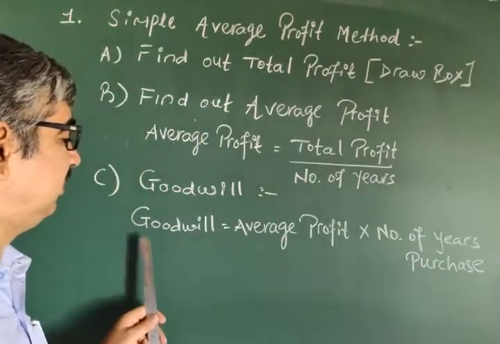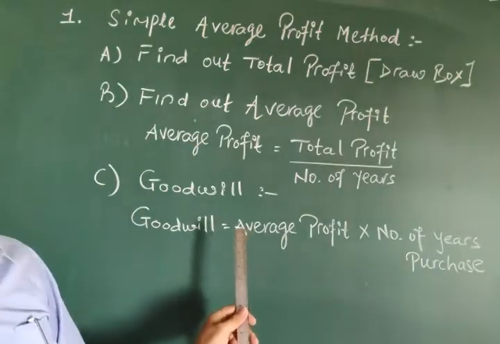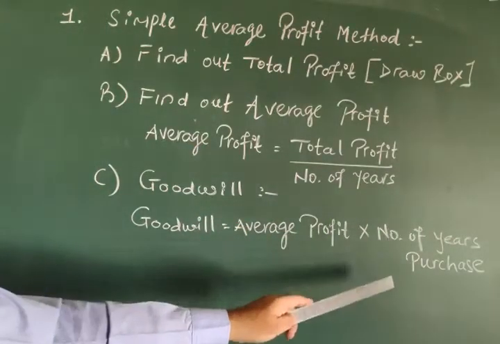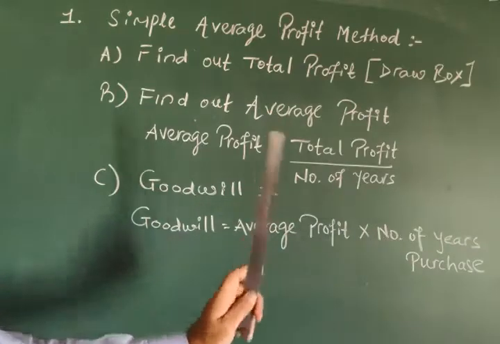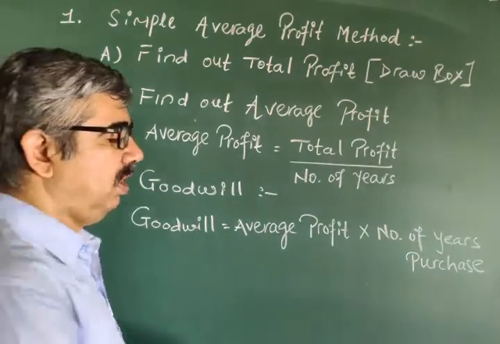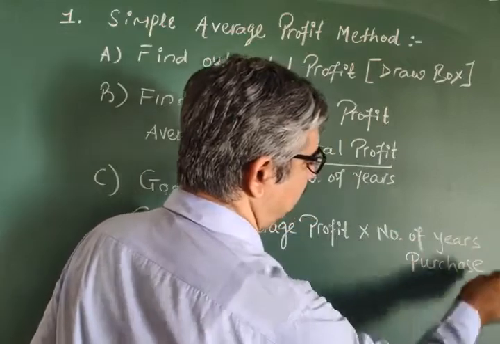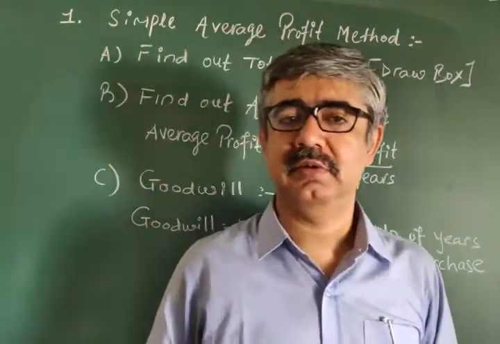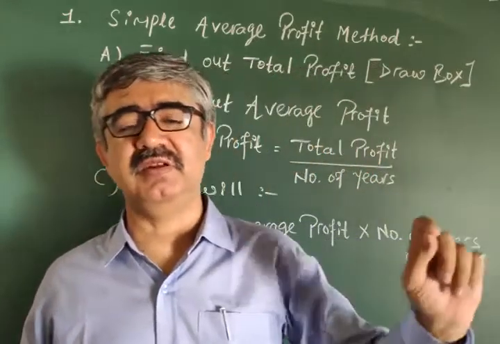Goodwill equals average profit into number of years purchased. Now here, what does number of years purchased mean? One of the most important topics, number of years purchase. What do we mean by that? What do we mean by number of years purchase?